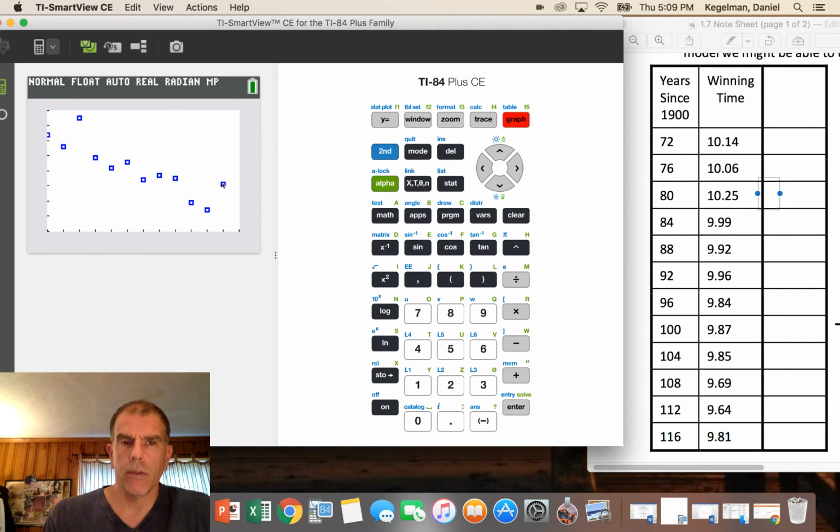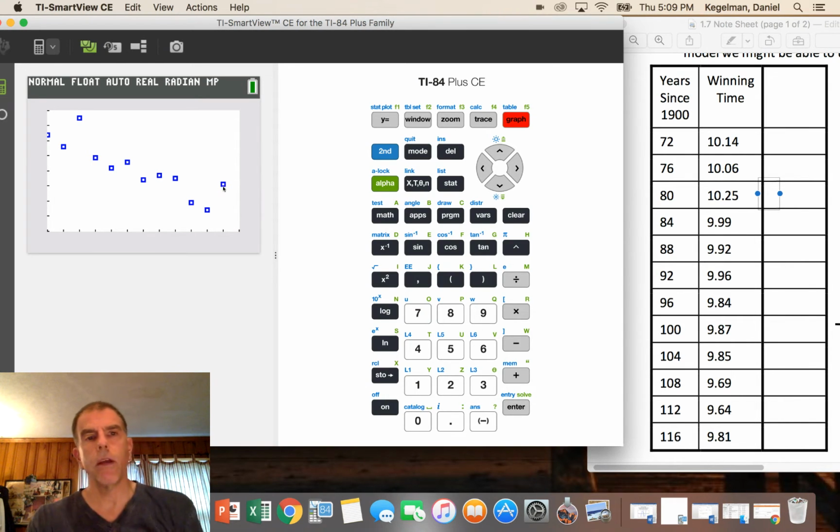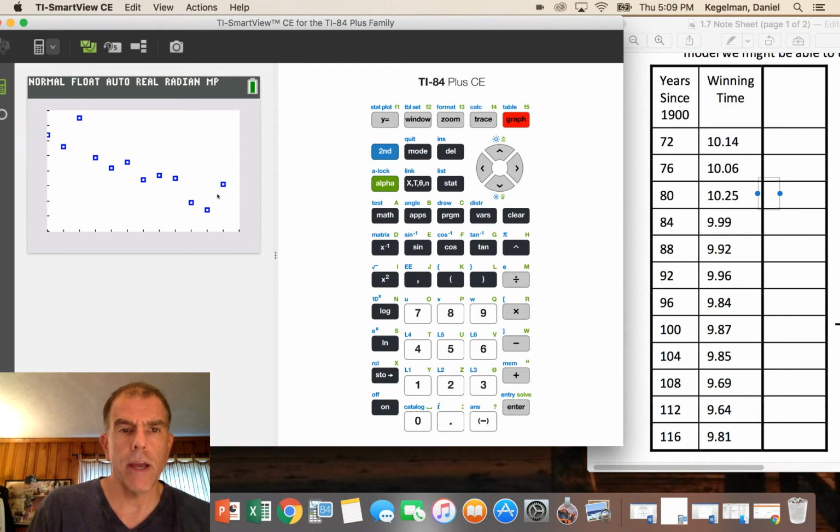You can see this little guy, the very last time, 9.81. I don't know, probably a lot of you may have even watched that race. Usain Bolt just got off to a slower start than normal and wound up winning the race, but not one of his best times, because he won in 2008 and 2012 with these 9.69 and 9.64 times.